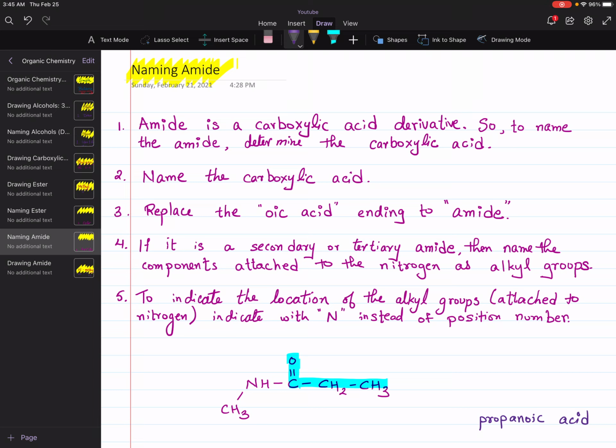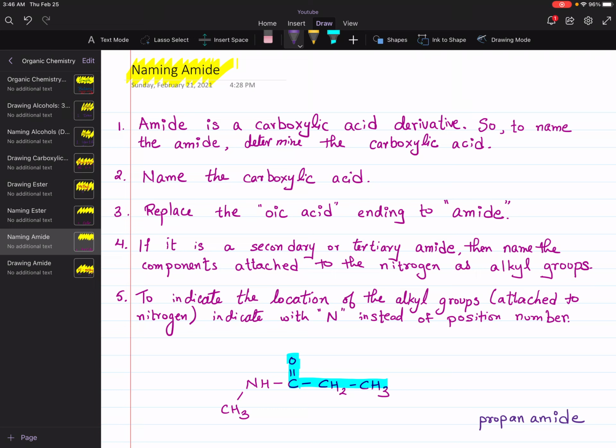Third step is to replace the -oic acid at the end with the word amide, indicating that it is not a carboxylic acid family compound, it is an amide, which is a derivative of carboxylic acids. So I'm going to remove the -oic acid and replace it with the word amide. Right, so now we have propanamide, the highlighted component, named already.